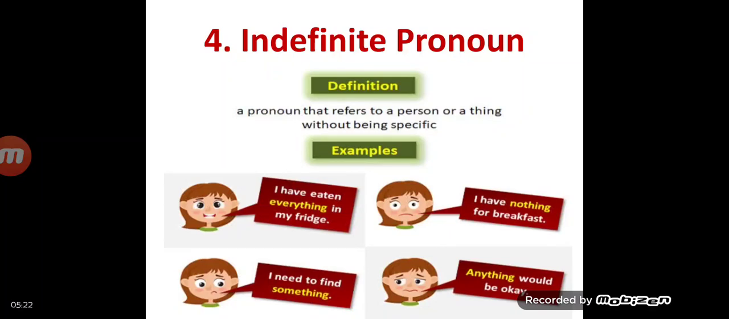There are many more examples of indefinite pronouns like someone, somebody, something, everyone, everybody, everything, anyone, anybody, anything, no one, nobody, nothing, one, all, some, few, many, none. They all are examples of indefinite pronouns.